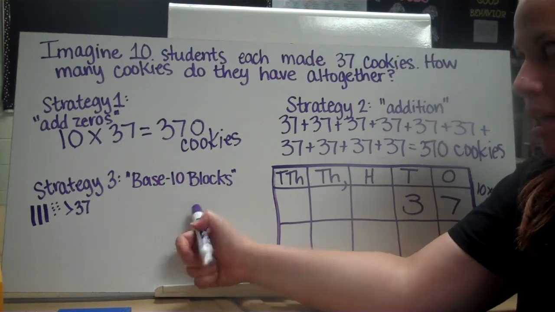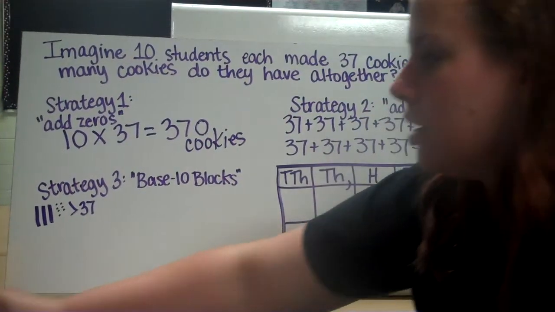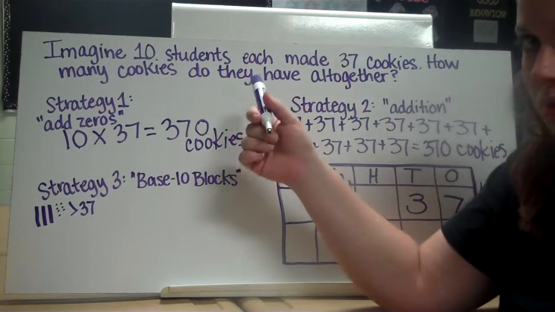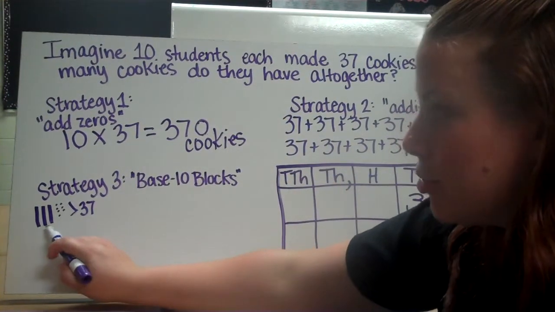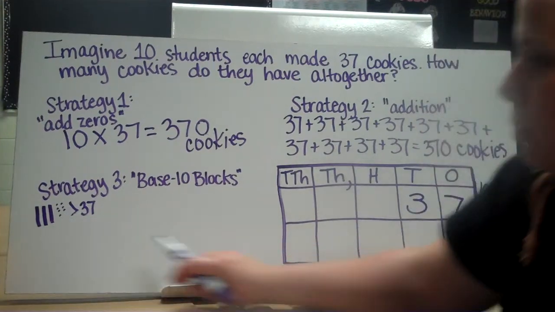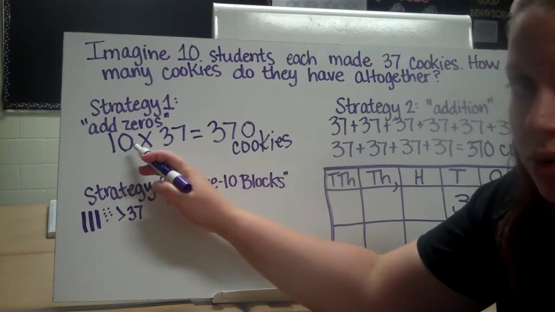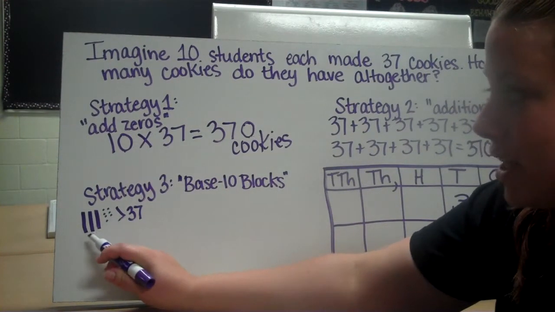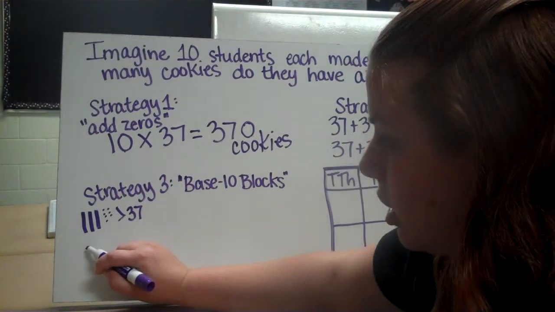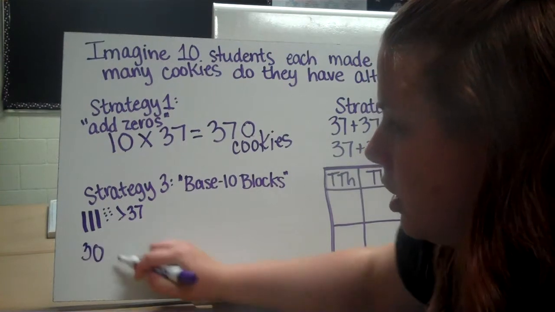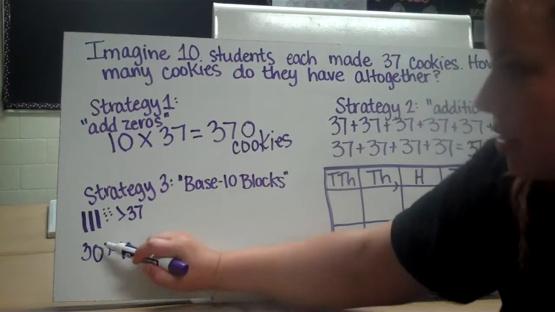Then you have the base 10 block strategy. This is another one that you just want to use when you have a smaller problem, and it's easier with times 10 ones. So here I have 3 longs and 7 cubes to make 37. Well, I need 10 groups of 37. So when I make 10 sets of 3, that's going to give me 30 longs. So I'm going to have 30 groups of 10. That's right here.